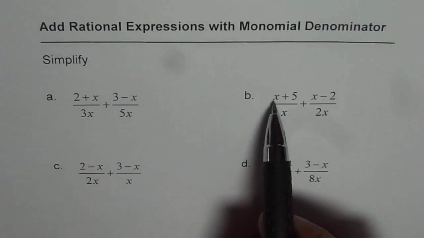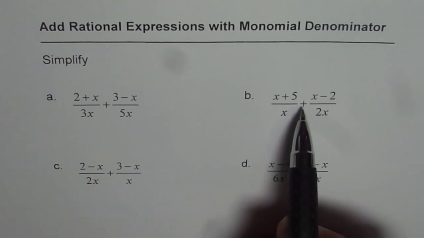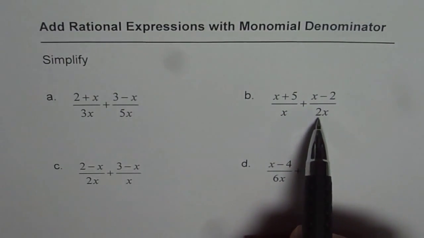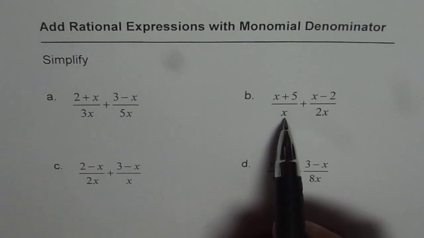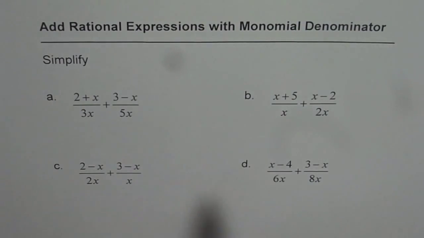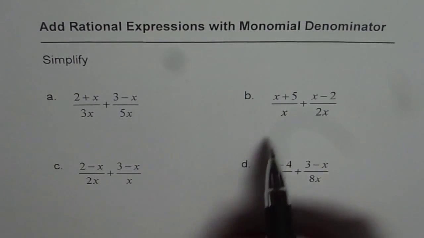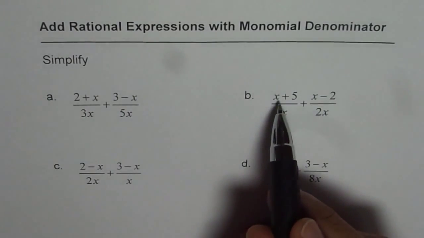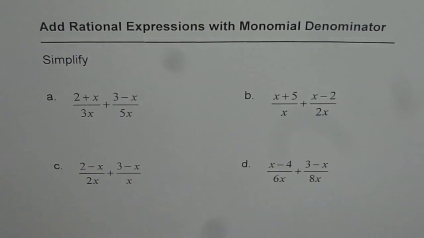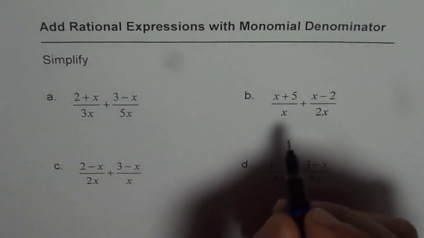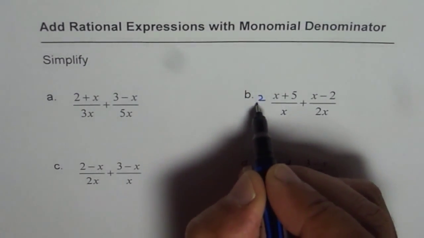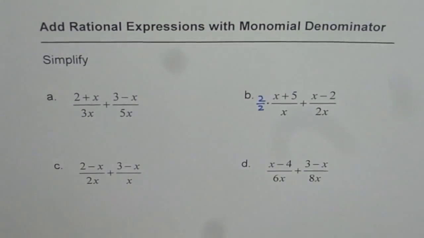Here we have (x + 5)/x + (x - 2)/2x. Now what is the common denominator? Common denominator is 2 times x, correct? Which is already there for the second expression. Here to get 2 times x, what should we do? We should multiply the first term by 2 over 2, right? So that is what we should be doing.